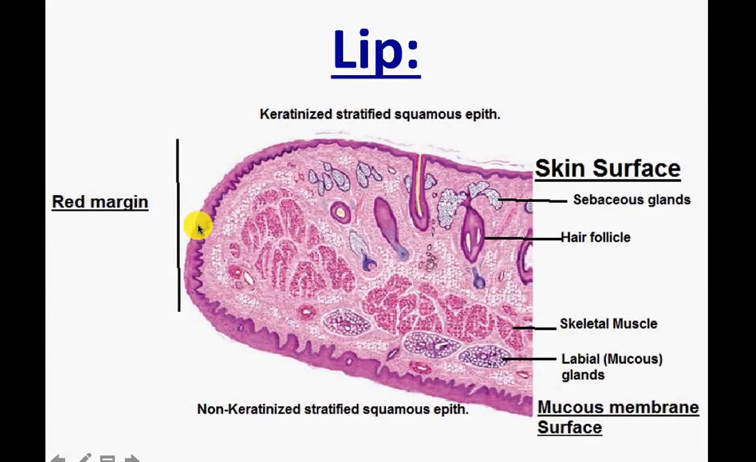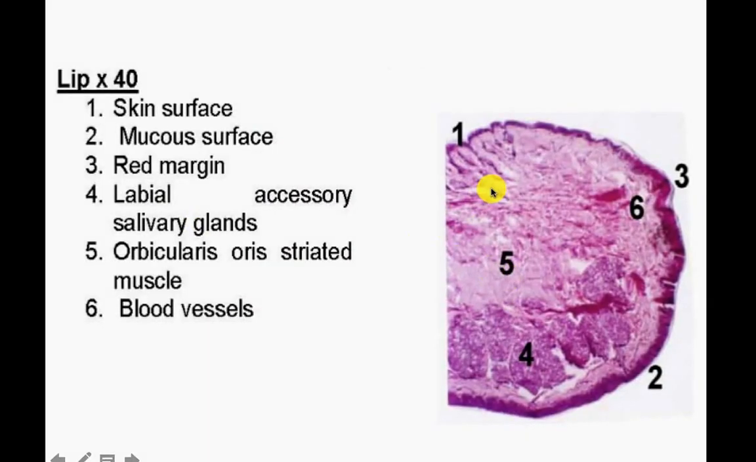blood vessels. Here, this is the picture for the lip, also a U-shaped structure, and this is the site of the skin, as we can see the hair follicles. And this is number 2, the site of the mucous membrane, as we can see the labial glands, which are mainly mucous glands. And number 3, it is the vermilion, or the lip margin, characterized by having thin skin but with no hair follicles, no sweat, no sebaceous glands.